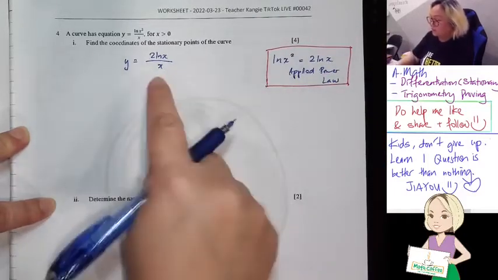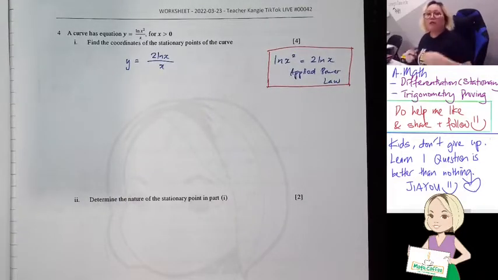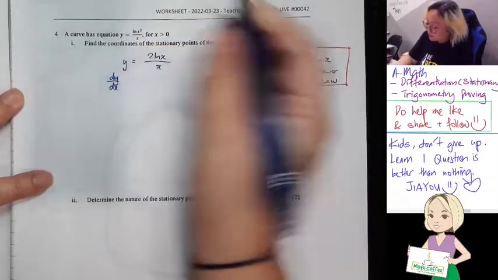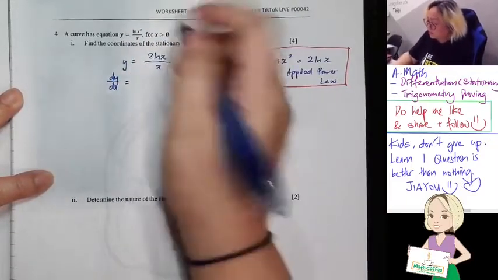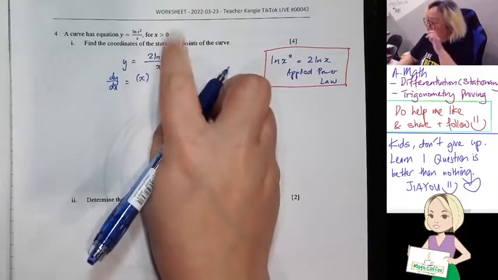Okay, then after that, you see this. How are we going to differentiate this one? The only way out is quotient rule. So let's do our quotient rule. dy/dx is equal to keep the bottom, differentiate the top. Okay, differentiate ln x.